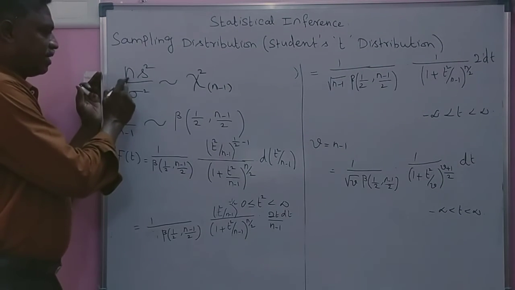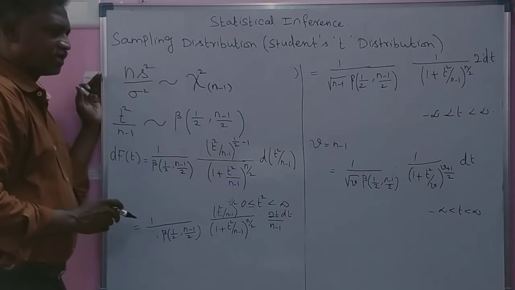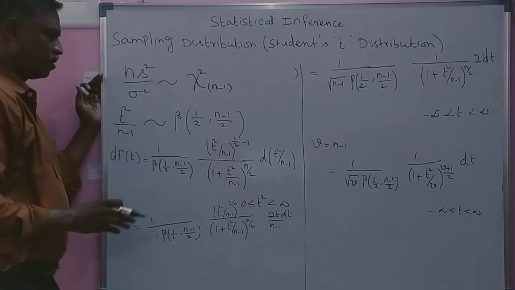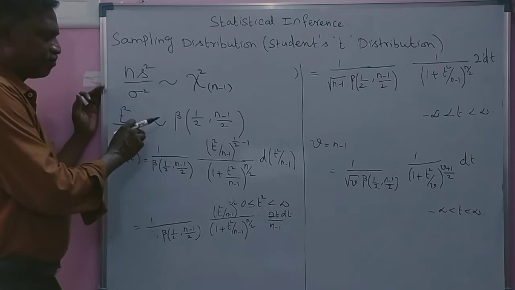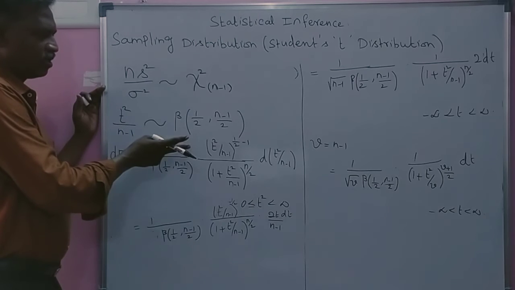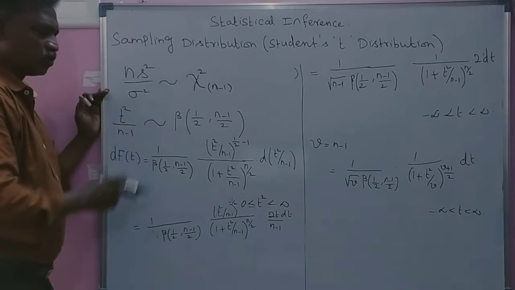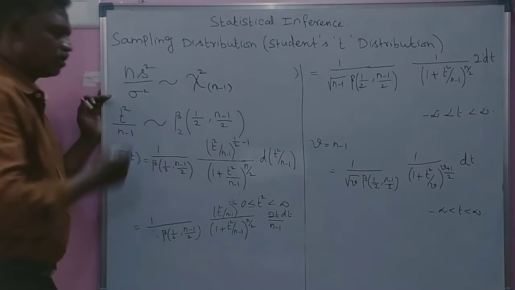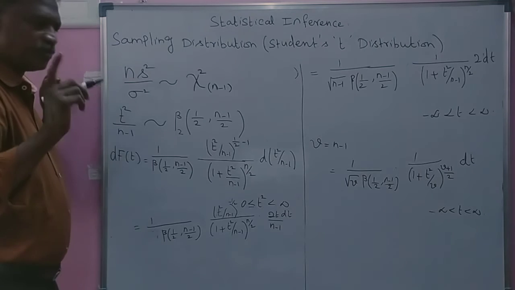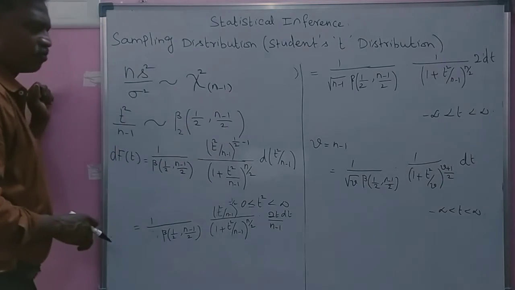Then n s square by sigma square follows a chi-square distribution with n minus 1 degrees of freedom. This is one theorem. So t square by n minus 1 is the ratio of two chi-square distributions with degrees of freedom 1 and n minus 1 respectively. The ratio of two chi-square variates is a beta 2 distribution, with parameters 1 by 2, n minus 1 by 2.